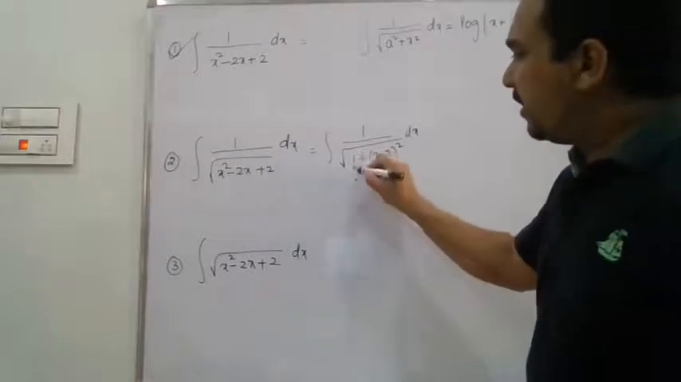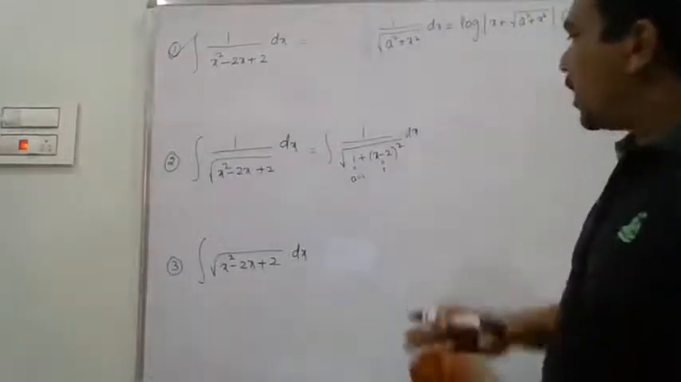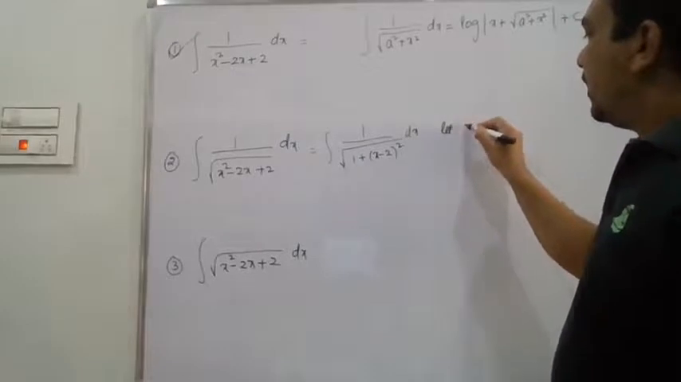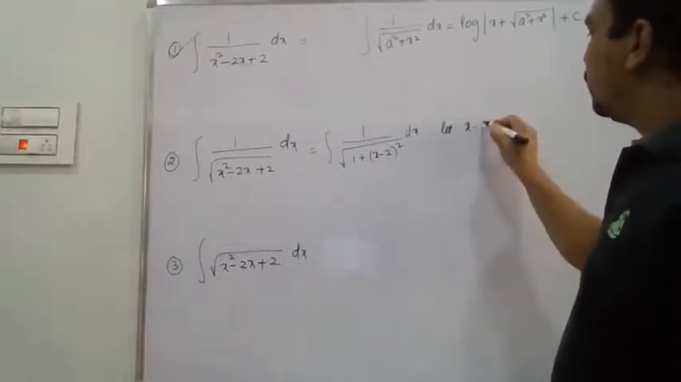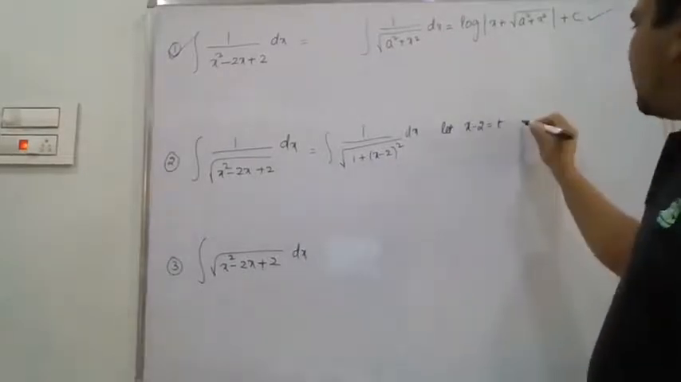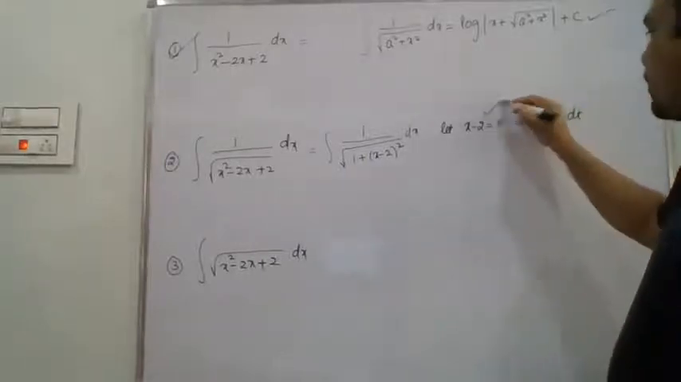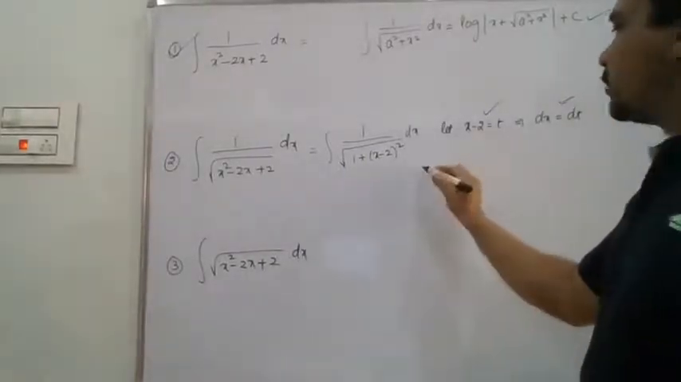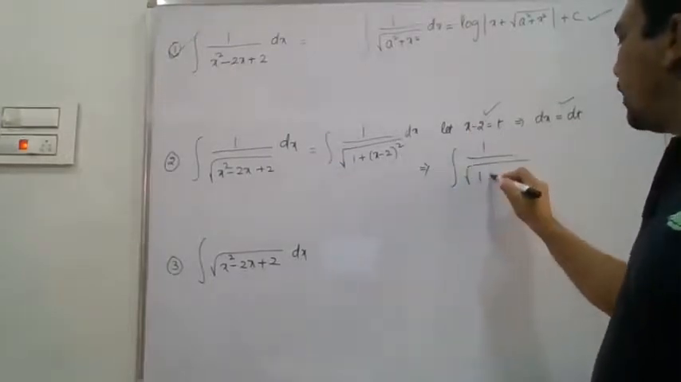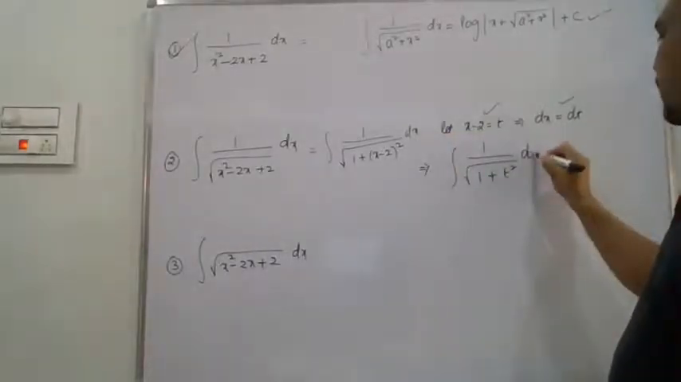So here a is equal to 1, and let us take t is equal to x minus 2, then we will get the formula directly. So we will take the substitution directly. For this, let x minus 2 is equal to t. Then what is dx? Differentiate on both sides. dx is equal to dt. We should substitute these two inside this question. If you do the substitution, then integration 1 by square root of 1 plus, instead of x minus 2 I will write t, so it is t square. Instead of dx I can write dt.